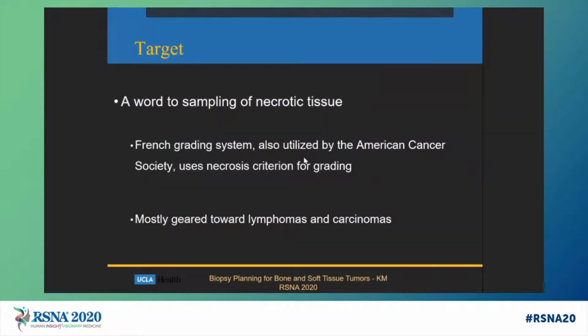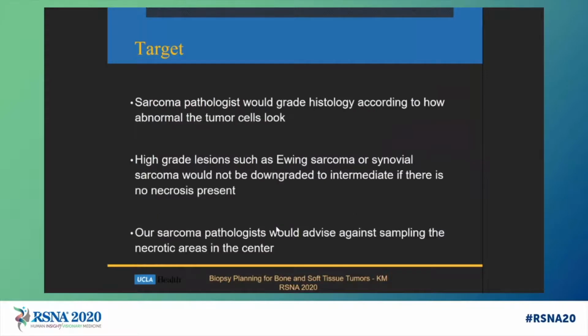The FNCLCC grading system, also utilized by the American Cancer Society, uses necrosis as a criterion for grading. And to my understanding, this is mostly geared towards lymphomas and carcinomas. But sarcoma pathologists would grade histology according to how the tumor cells look. A high-grade lesion such as Ewing or synovial sarcoma is not going to be downgraded because there's no necrosis. And our sarcoma pathologists would advise against sampling the necrotic areas.